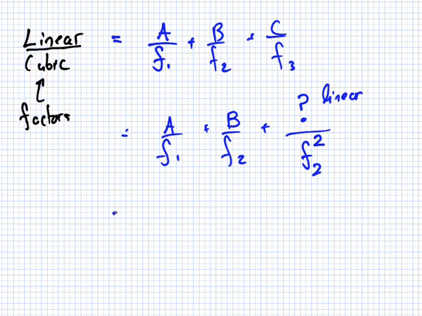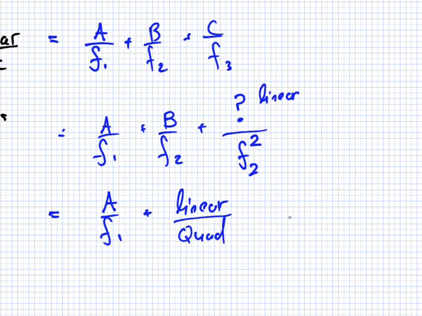And then there was a third situation where we had just one factor. So we had A over the first factor plus a linear over the second factor, which was a quadratic. That was just a little bit of revision of what we looked at last time before the break. The key thing about these proper partial fractions is the number of roots in the denominator that tells you what you need to do with it. And like I said, the best situation is when there's three factors.